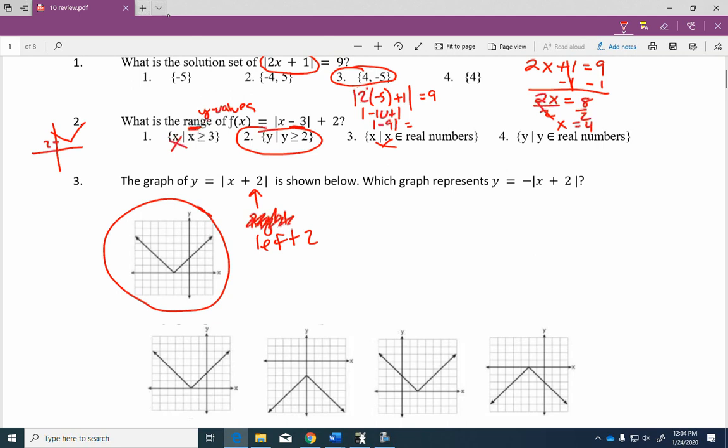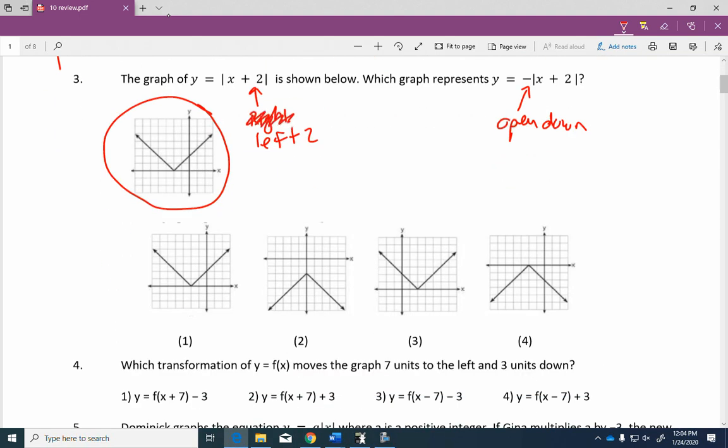Which graph represents y equals negative the absolute value of x plus 2? This means it has to open down. So I could eliminate some choices. Eliminate choice 1 and choice 3. It's going to open down, but it's going to be the reflection of the graph they gave us. So it still has to be in this same location, just opening downward. So that's why it's choice 4.